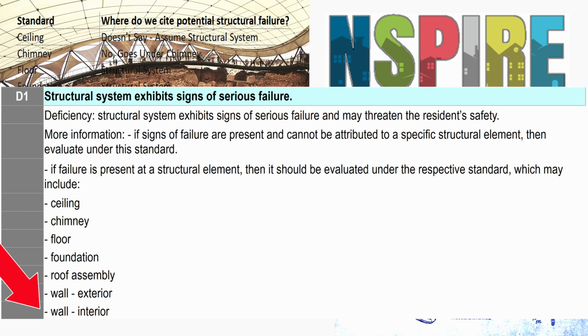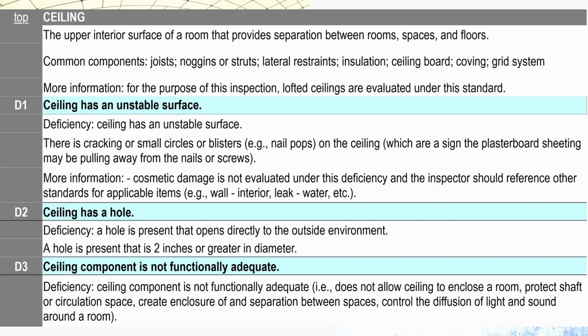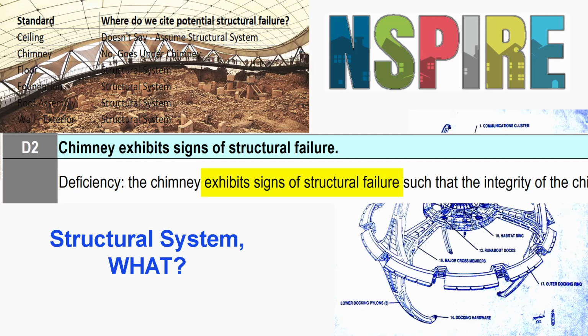So it would be easy to just accept at this point that we never cite potential failures at any of these items under structural systems. We would cite them under their respective standards. What it really means is that we need to review all of these standards to see if they cover structural failure or not. Reading over the ceiling standard, just trust me on this, there's no mention of structural failure. The chimney standard specifically covers structural failure of the chimney, so we cite failure of the chimney under chimney.